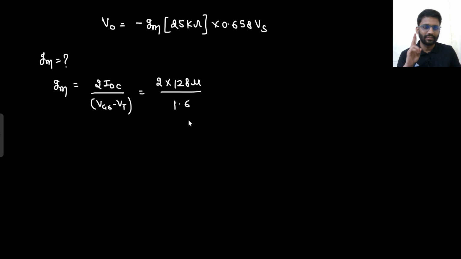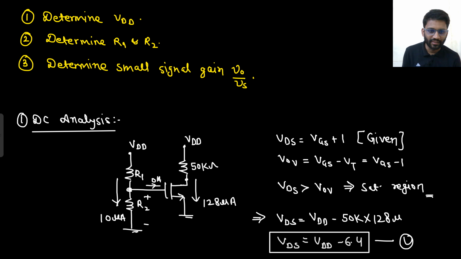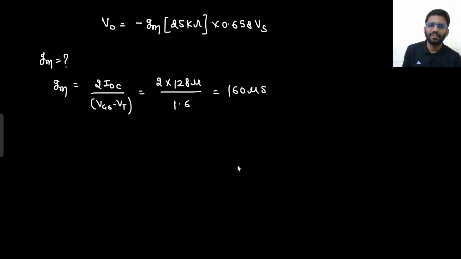Here you can apply all the three formulas, because you also have the value of mu n Cox W by L, Vgs minus Vt, right? So this is the first formula. What is the second formula? 2 ID upon Vgs minus Vt, that we are applying. Also you can apply the third formula, root 2 mu n Cox W by L into ID. So all the values you are having, you can apply any formula. So this would be 256 micro divided by 1.6. So 160 micro. We are getting 160 micro. I guess I calculated the gm value before as well, somewhere here. Okay, forget it. So gm value is 160 micro.